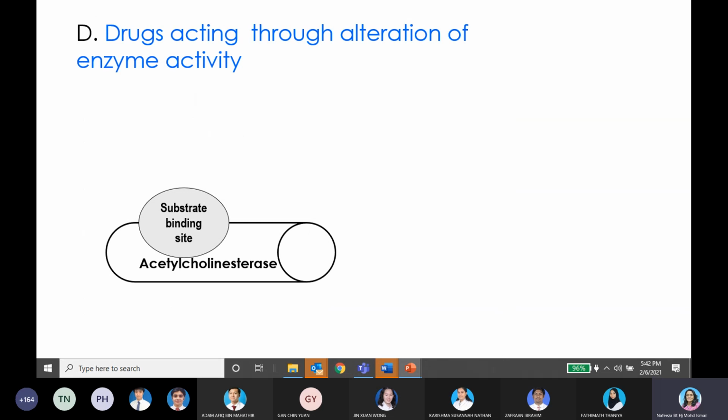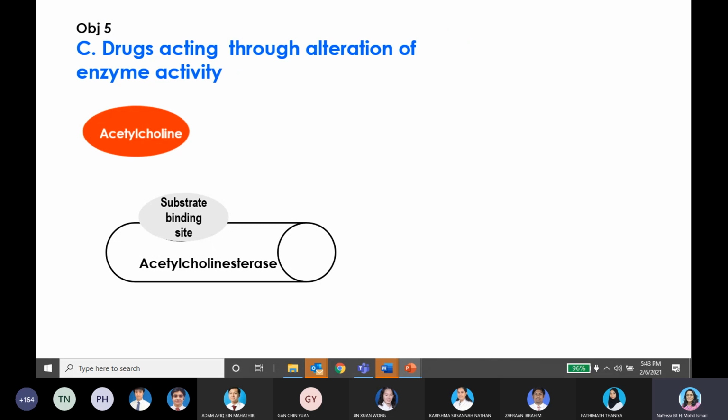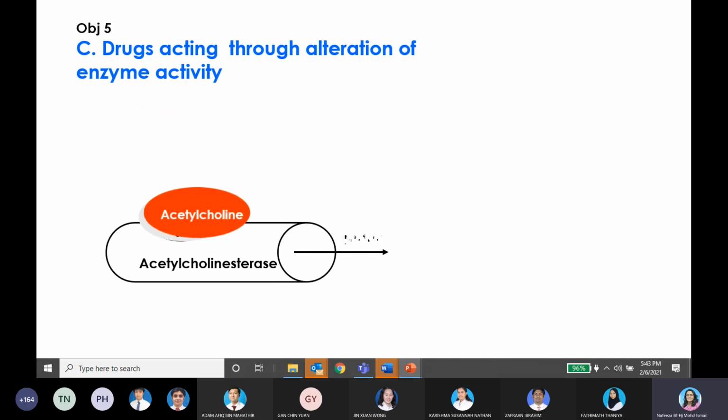So the last one is drugs acting through alteration of enzyme activity, and the example that I've chosen here is something that you will hear very, very soon. This cylinder here depicts an enzyme, and this enzyme is called acetylcholinesterase. An enzyme will have a substrate binding site, so I've drawn the substrate binding site on the enzyme acetylcholinesterase. The job of acetylcholinesterase is to metabolize acetylcholine. It breaks down acetylcholine into choline and acetate. That's the job of acetylcholinesterase.